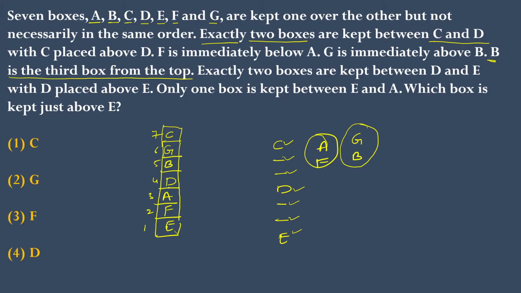So what is the question here? Which box is just above E? Which box is just above E means F. Option 3 is correct. Right, next question.